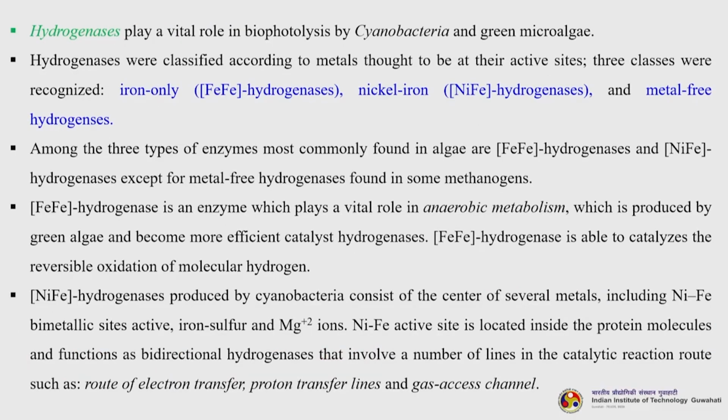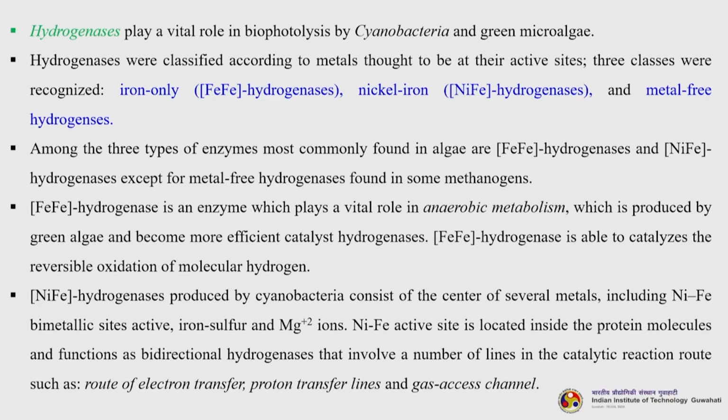Hydrogenases play a vital role in biophotolysis of cyanobacteria and green microalgae. Hydrogenases are the enzymes responsible to carry out hydrogen production. They were classified according to the metals thought to be at their active sites. So, three classes of hydrogenases were recognized. The first is the iron only, iron hydrogenases, then the nickel iron hydrogenases, and then metal free hydrogenases.